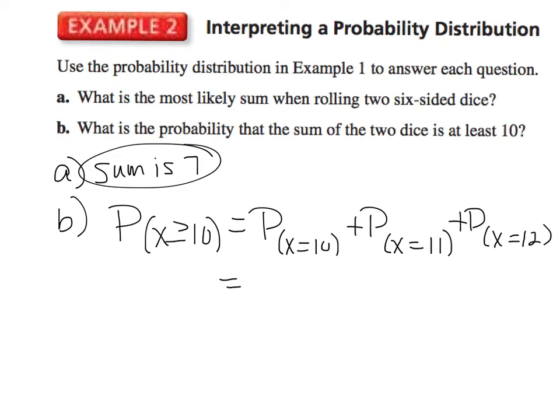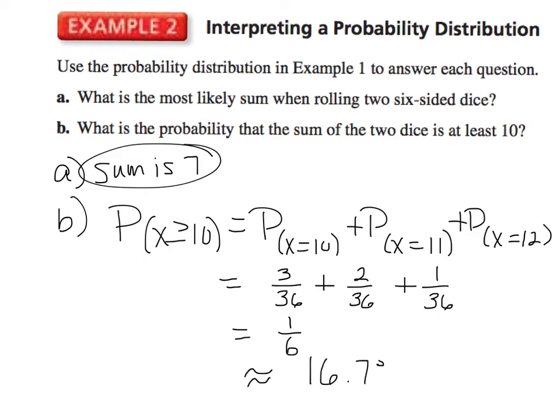That would give us 3/36 if we're using our chart, plus 2/36 plus 1/36. That gives us 6/36, which is 1/6, which is approximately 16.7%.